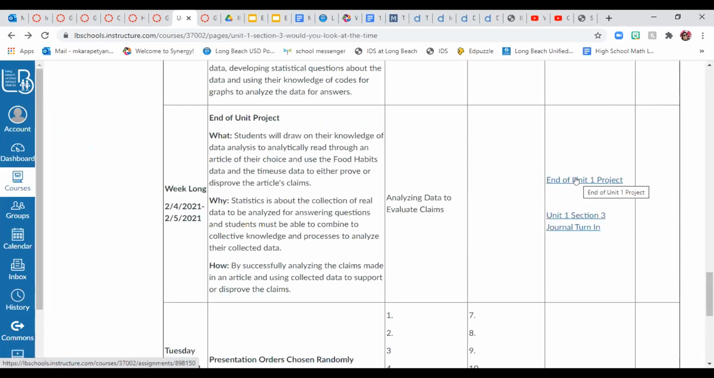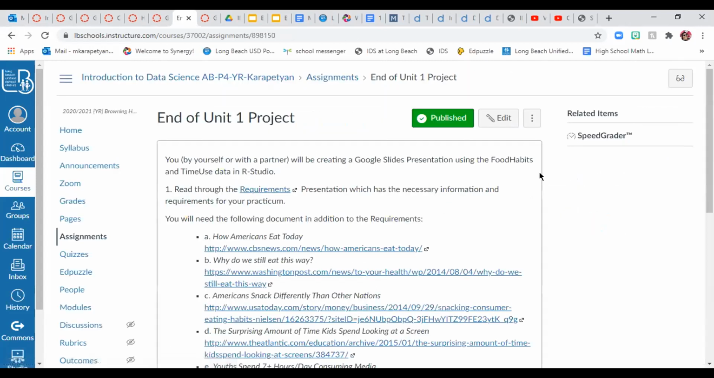Now, let's take a look at our end of Unit 1 project, you guys. So, are you ready, kids? Aye, aye, Captain. Okay. All right, you, by yourself or with a partner, will be creating a Google Slides presentation using the food habits and time use data in our studio, okay? Now, this is in steps.